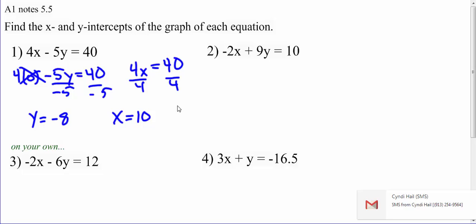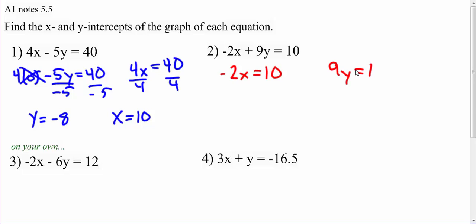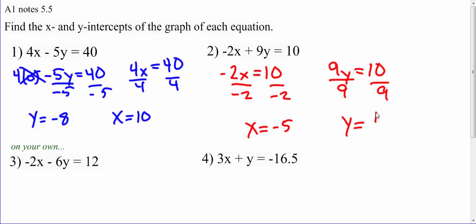All right, continuing on, number 2, let's take a look. It says -2x plus 9y is equal to 10. We essentially have two equations to solve. One of them is if y is 0, we'd have -2x equal to 10. The other is if x is 0, then 9y would equal 10. In both cases, you can simply divide. So x would be -5. That is your x-intercept at -5, 0. And then your y-intercept would come from dividing here, so y would be 10/9.